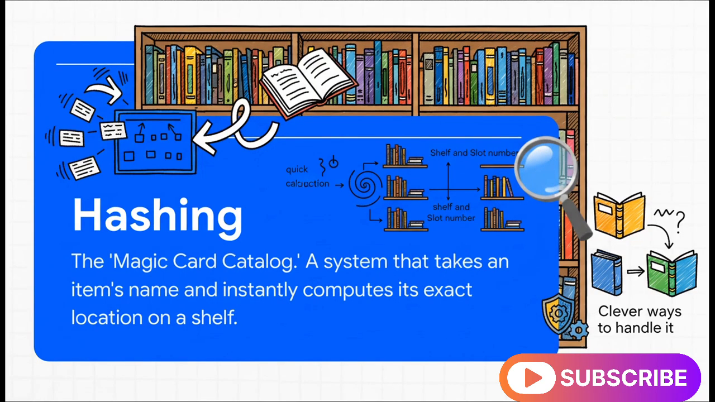But what if we could find any book instantly without having to search at all? Well, that's the magic of hashing. Think of it like a magic card catalog. You give it a book title, it runs that title through a special calculation, a hash function, and it instantly spits out the exact shelf and slot number. No searching required. The only tricky part, sometimes two different titles might point to the exact same slot. That's called a collision, and programmers have all sorts of clever ways to organize the books within that one slot.